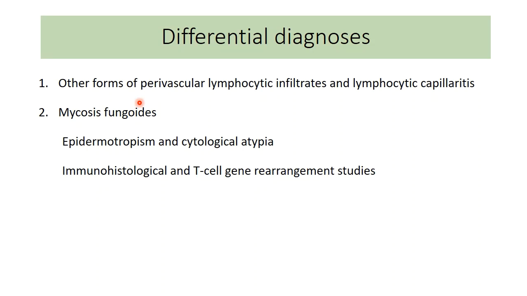So the differential diagnoses of PPD are other forms of perivascular lymphocytic infiltrate and lymphocytic capillaritis. The second is mycosis fungoides. Mycosis fungoides will be differentiated by the presence of epidermotropism and the cytological atypia of the lymphocytes. And we can differentiate by the immunohistochemical features and T-cell rearrangement studies.